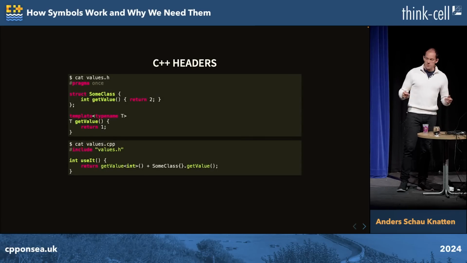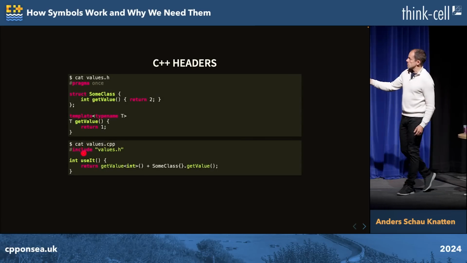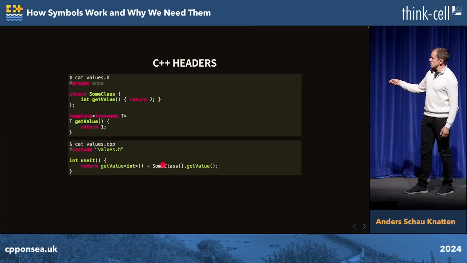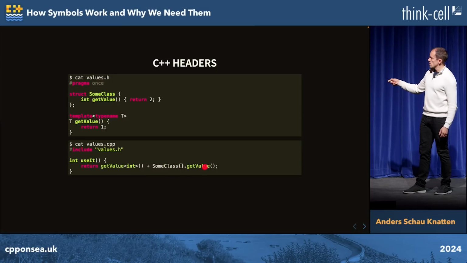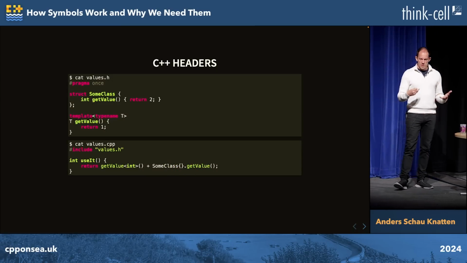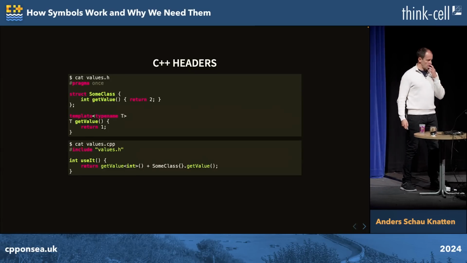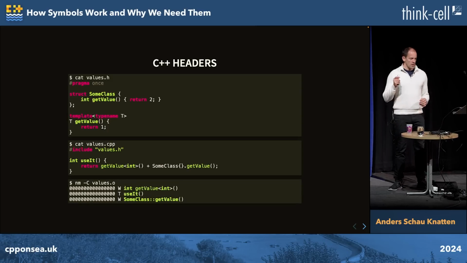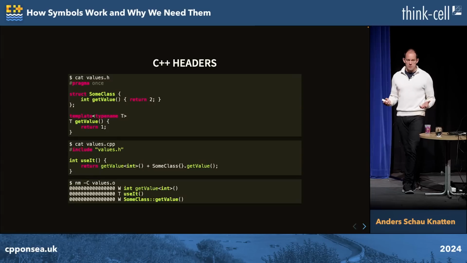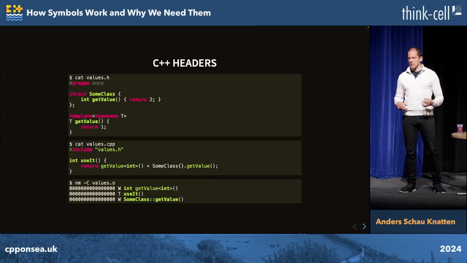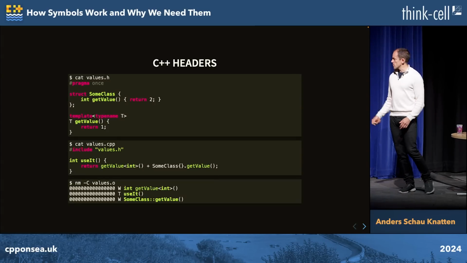Yeah, so if, for instance, in values.cpp, I have a function called useIt, where I use getValue of int, and I also just make an object of some class and call the getValue function. So now I use both of these things, and I will get code for it. And how does that work? If I run nm again, and -C means demangle, so show me the nice C++ names. Don't show me the strange mangled names that you get otherwise.